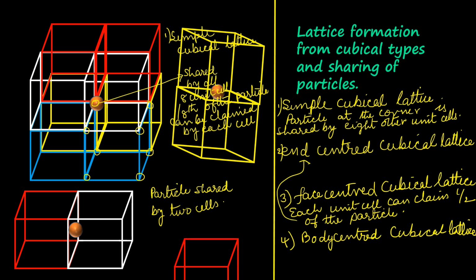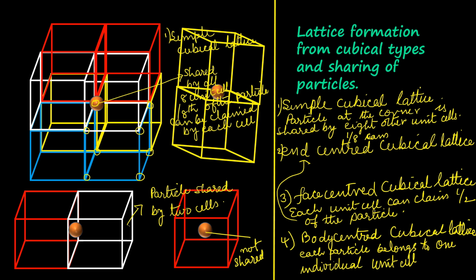For body-centered, one additional particle is present in the center of the cell, and when other cells are placed around it, then it cannot be shared by them, so the whole particle belongs to that unit cell only. We will note all these points here. In the next video, we will do the calculation of number of particles belonging to each type of unit cell in a few lattices. Thank you.